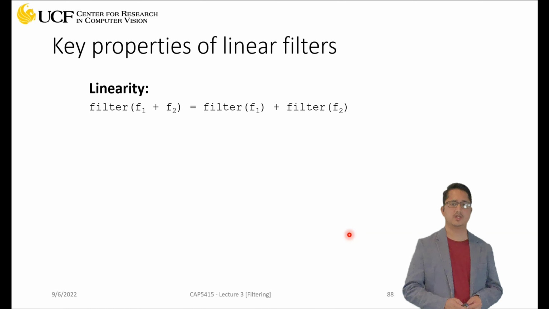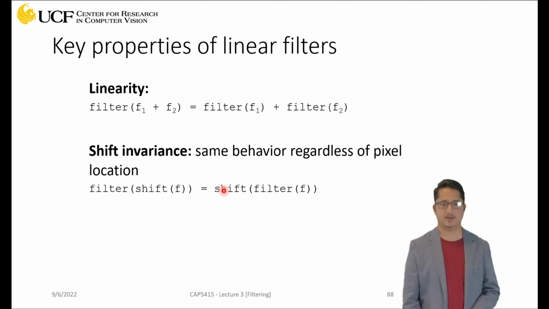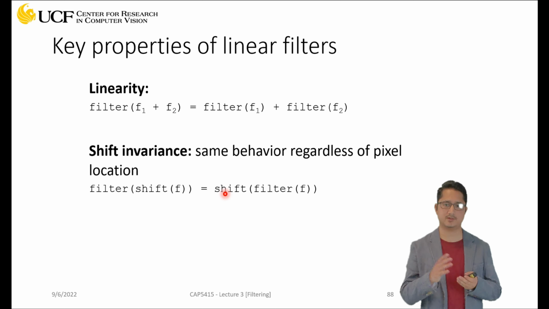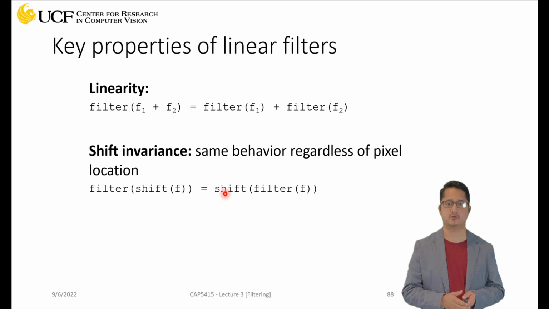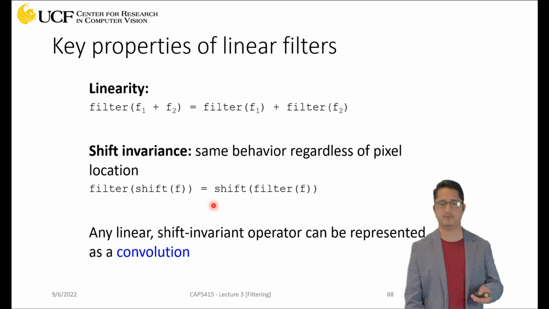Okay, so some key properties of linear filters. If we add the filters, that's similar to performing filtering on the first and then adding later. And it's shift invariant, which means that it doesn't matter where your pixel is located. The output is not going to change. So you can shift your image first, perform filtering, shift back again. Shifting is not going to change your output. And this is important because if you have an operator which is linear and shift invariant, you can represent that as a convolution operation.